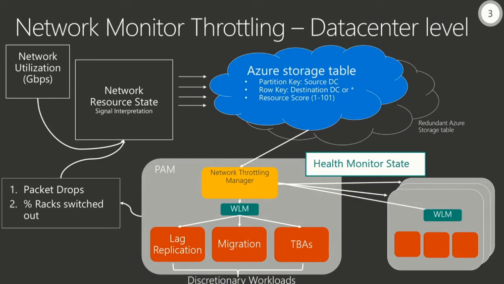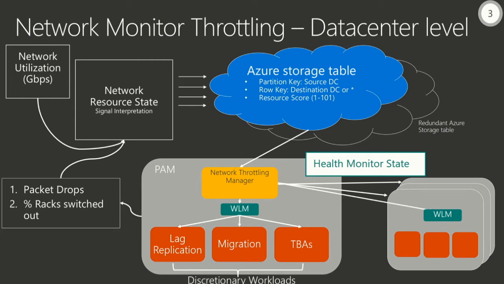This diagram is an architecture of the WLM network throttling feature. If we start with the box in the upper left, the network resource state, that state gets pushed to Azure storage tables. So we have on a DC to DC basis what the health is of the link, from a score of 1 to 101. That gets pushed to a new component called Network Throttling Manager that resides within the PAM. And we use the PAM to replicate the state to all other nodes in the DAG. By the time that's done, all of the servers in an entire location know what the state is for all the links.